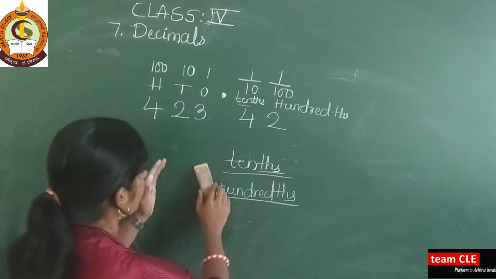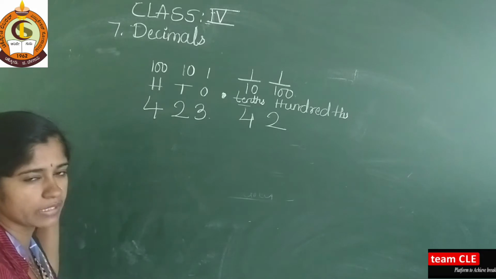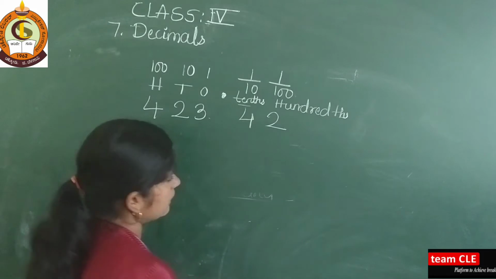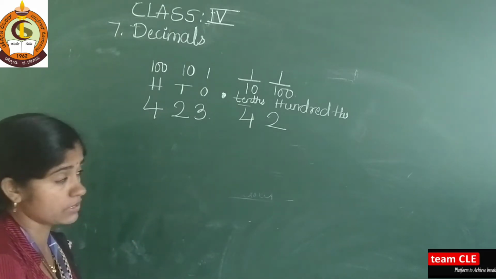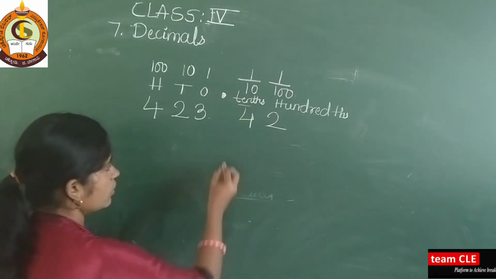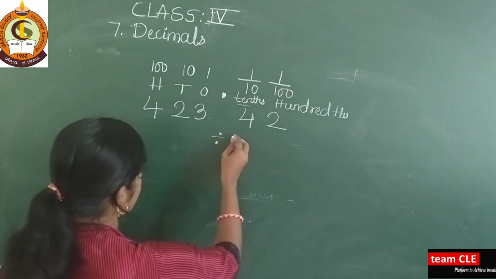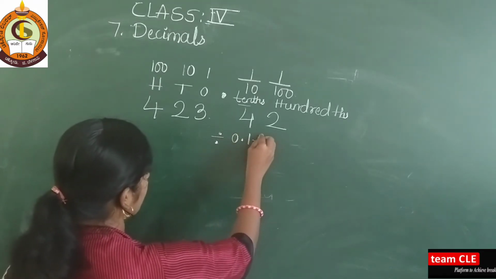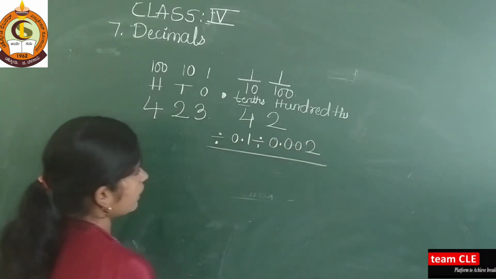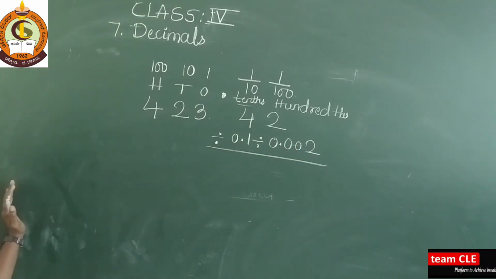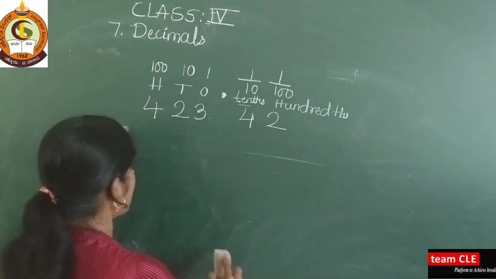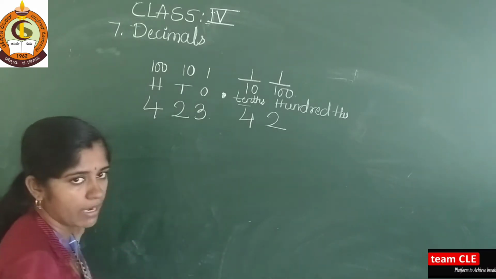Just now I told you, as you move left side, the value of the number increases 10 times. But as you move right side, the value of the number decreases 10 times. It means 1 by 10 is bigger and 1 by 100 is smaller. So when we divide this, we get 0.1. Again when I divide here, I will get 0.02. So as you move left side, the value of the number increases. As you move right side, the value decreases. Here we are multiplying and here we are dividing.